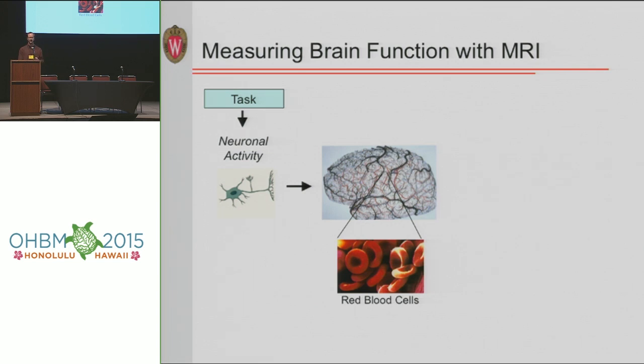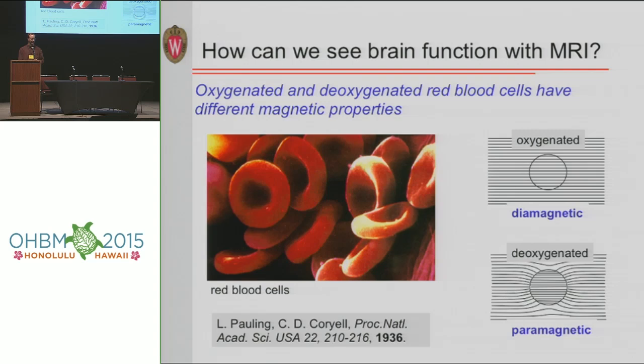Now, it turns out that what gives us the really nice signal, particularly for blood oxygenation level dependent functional MRI, or BOLD fMRI, lies here in the red blood cells. This was actually discovered quite some time ago: oxygenated and deoxygenated blood have different magnetic properties. Oxygenated blood is diamagnetic, very similar to the surrounding tissues, and deoxygenated blood is somewhat paramagnetic.